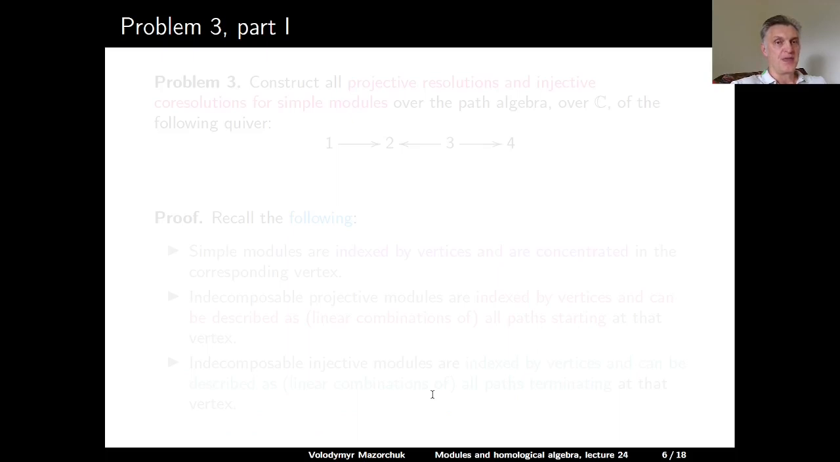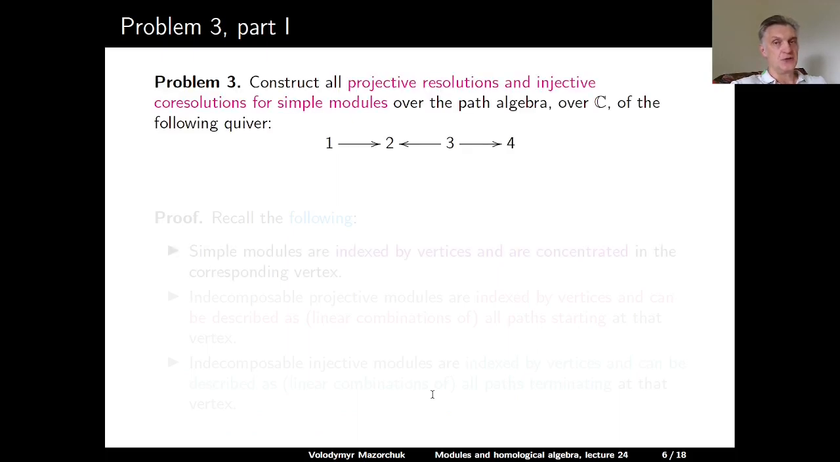Problem 3. Construct all projective resolutions and injective co-resolutions for simple modules over the path algebra, over the complex numbers, of the following quiver. So we have vertices 1, 2, 3, and 4, an arrow from 1 to 2, an arrow from 3 to 2, and an arrow from 3 to 4.